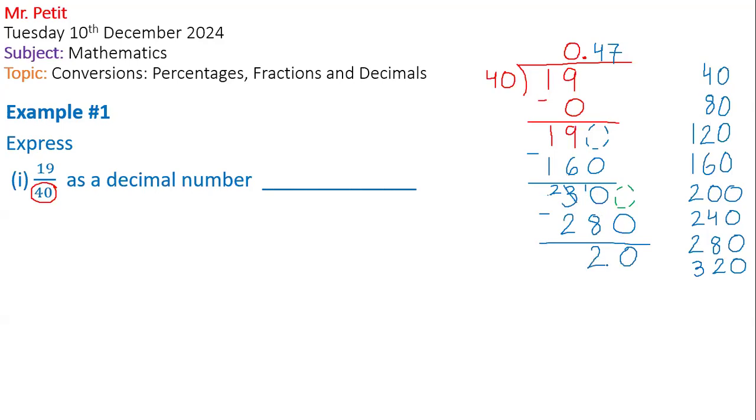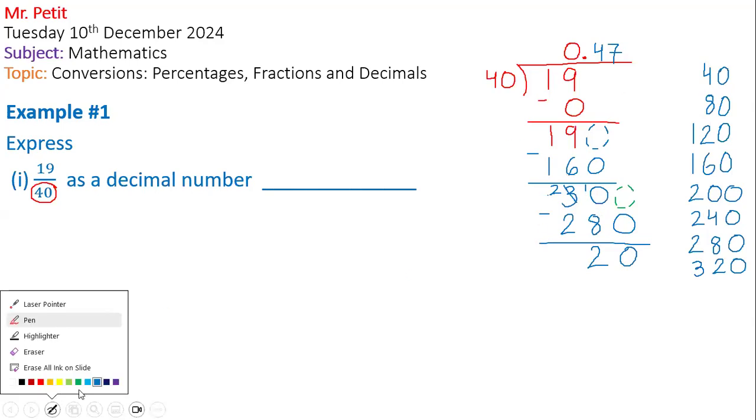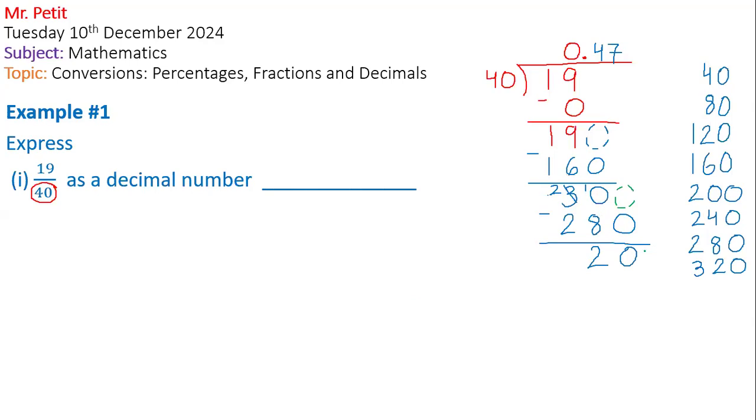2, very good. Now, are we done? No, you add another 0. Why can we add another 0? Because we already have the decimal point and that gives us permission to add another 0.